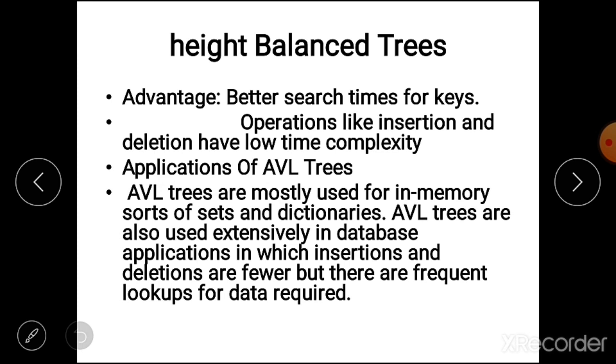Then what are the applications of AVL tree? Mainly AVL trees are used for in-memory sort, for sets and dictionaries, and also it is extensively used in database applications, in which insertions and deletions are fewer, but there are frequent lookups for data required. So that's all about AVL tree.